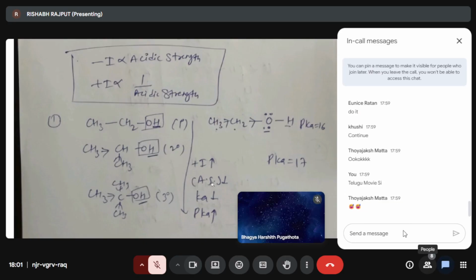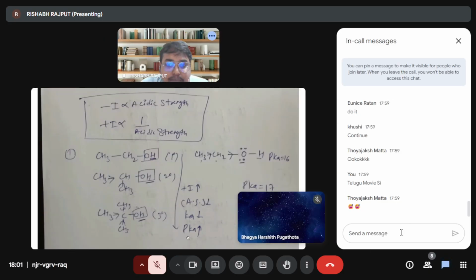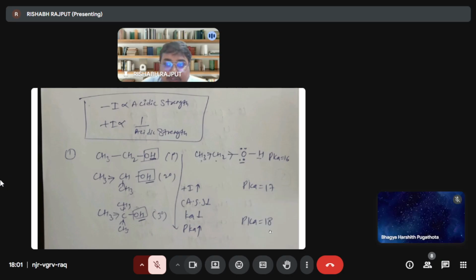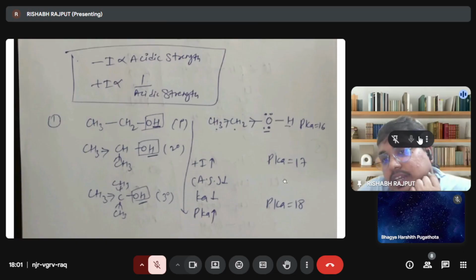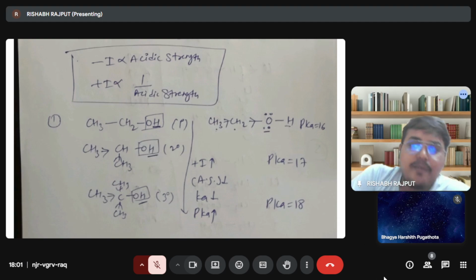Acidic strength decrease means your K value will decrease and pK value will increase. If you check the pK value in the lab, you will get 16 for the first degree, 17 for the second, and 18 for the third. Then from here you can compare. The one with 16 is a better acid compared to the others. See, there's no big change. That does not mean the value will change by 5 or 10. No, only a difference of 1 or 2 between the 2 degree, 3 degree, or 1 degree one.